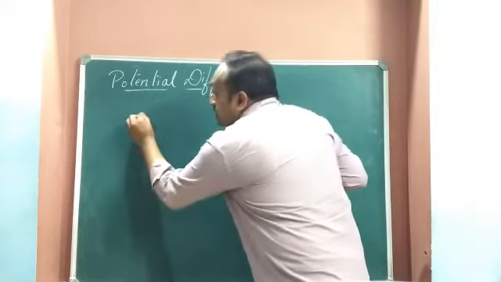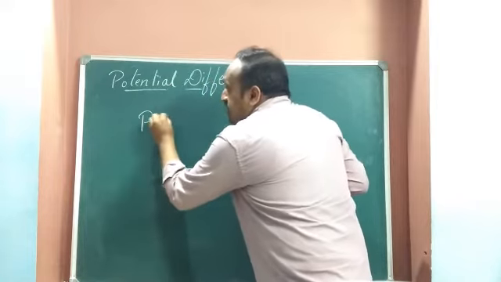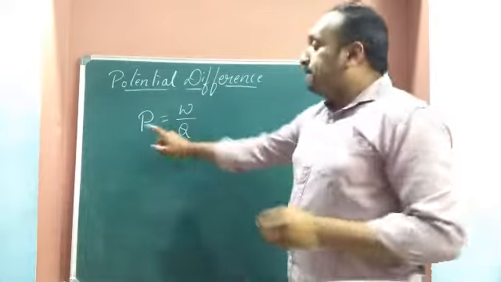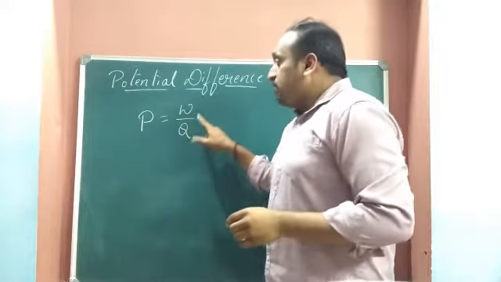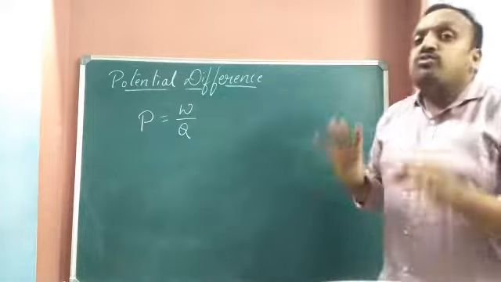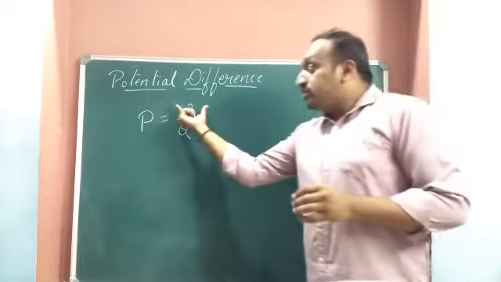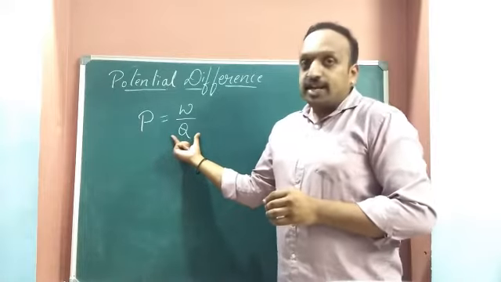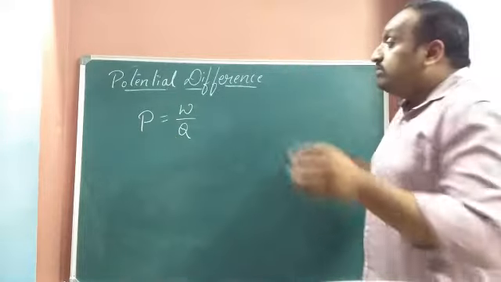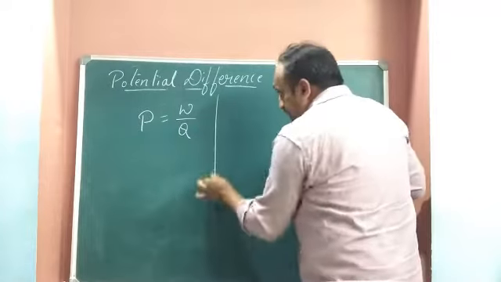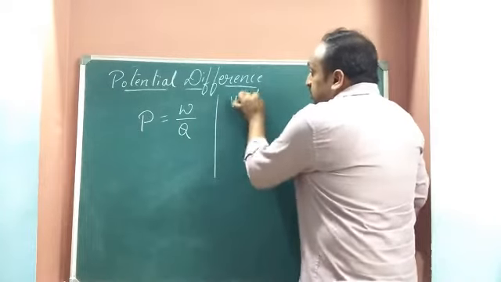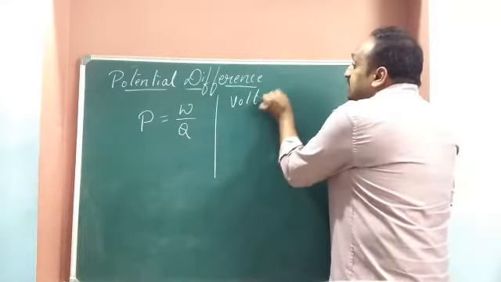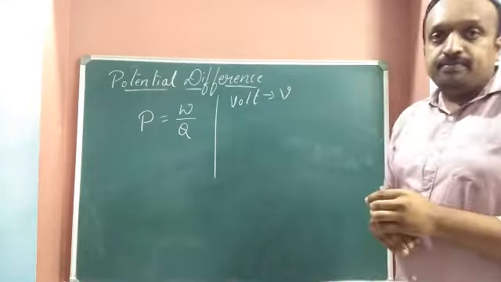So how can we represent potential difference? P is equal to work done divided by Q. P is equal to W by Q is the formula to find the potential difference. How much work is done by bringing the charge from one point to another point? And the SI unit of this potential difference is volt. Volt is the SI unit of potential difference, represented with the letter V.